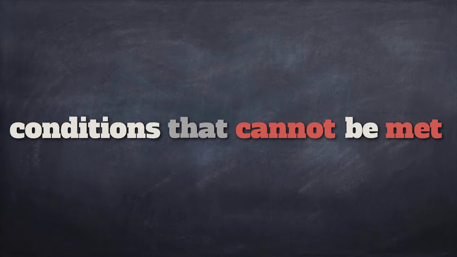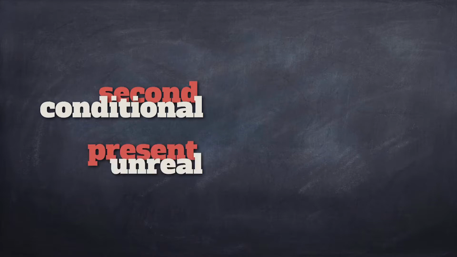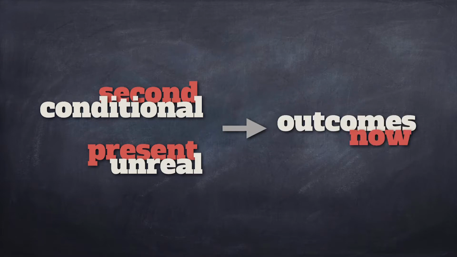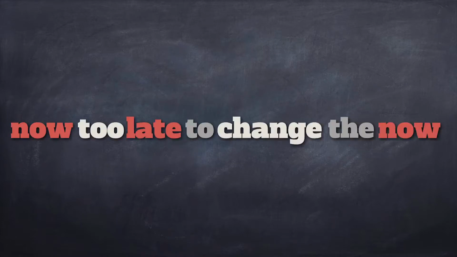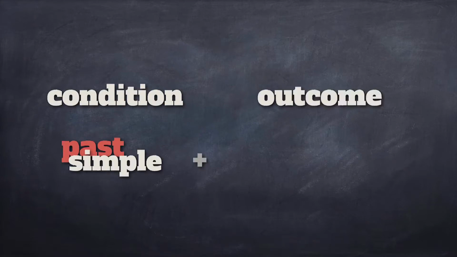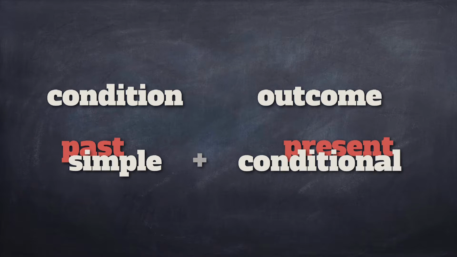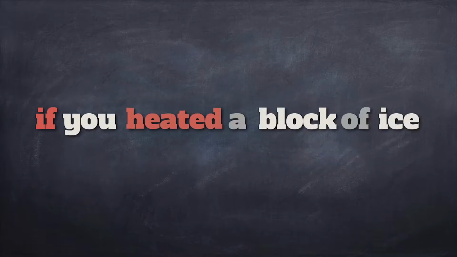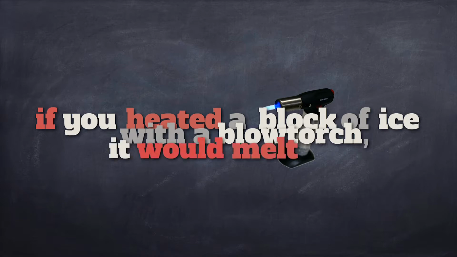If real conditionals express conditions that can be met, unreal conditionals do the opposite. Second conditionals, or present unreal conditionals as they were called in the past, express a condition whose outcomes would have been verified in the present moment. Clearly, now is already too late to change the now. We formulate them by expressing the condition in the past simple and the outcome in the conditional present. If you heated a block of ice with a blowtorch, it would melt.